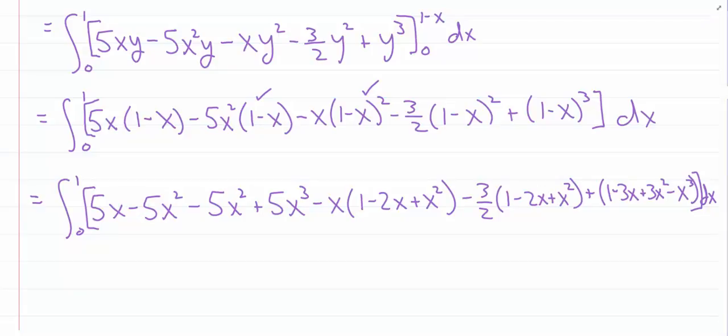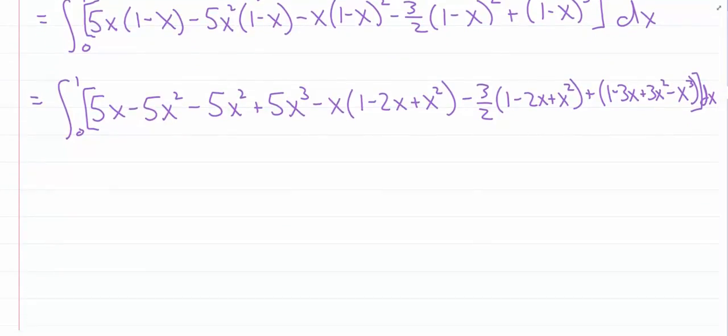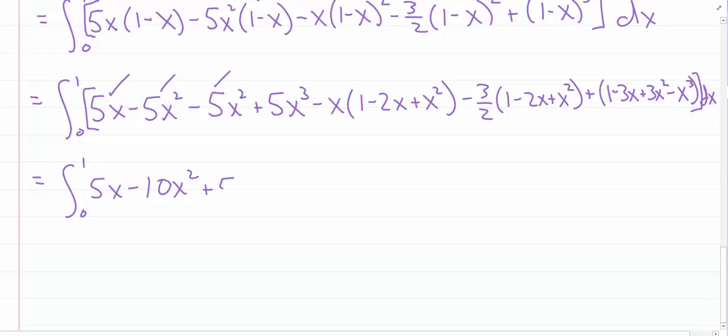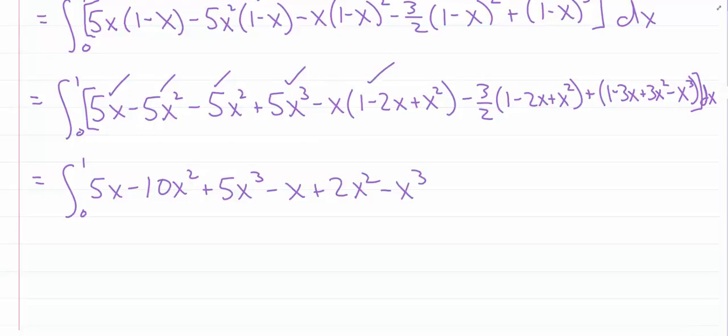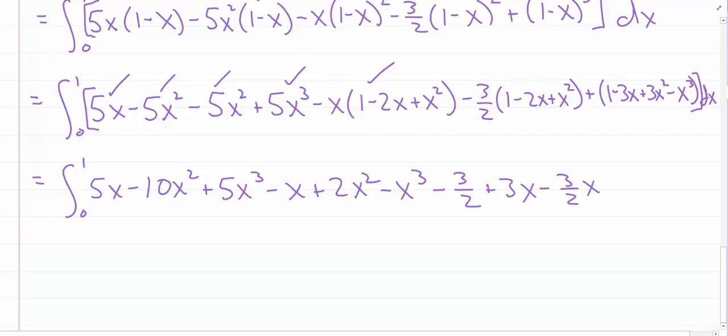Okay, now continue on. Here's what we've got. We've got 0 to 1, 5x minus 10x squared, plus 5x cubed, minus x plus 2x squared, minus x cubed. Okay, got that. And now we've got minus 3 halves plus 3x minus 3 halves x squared. I distributed it through there. And now finally, 1 minus 3x plus 3x squared minus x cubed dx.